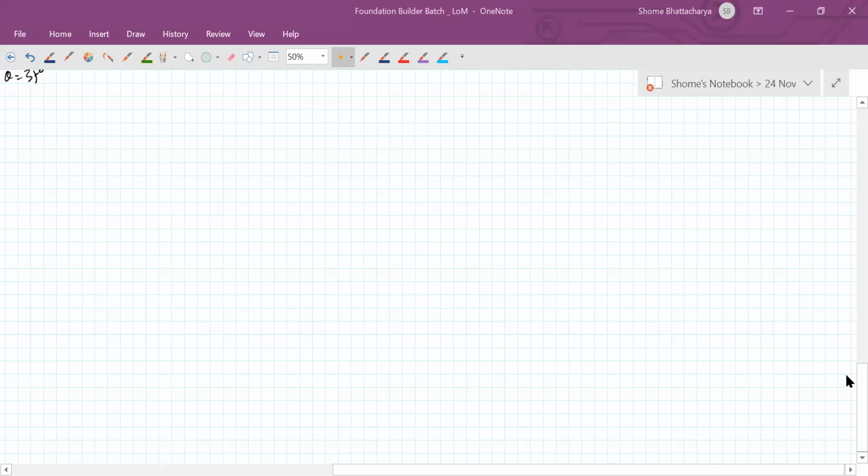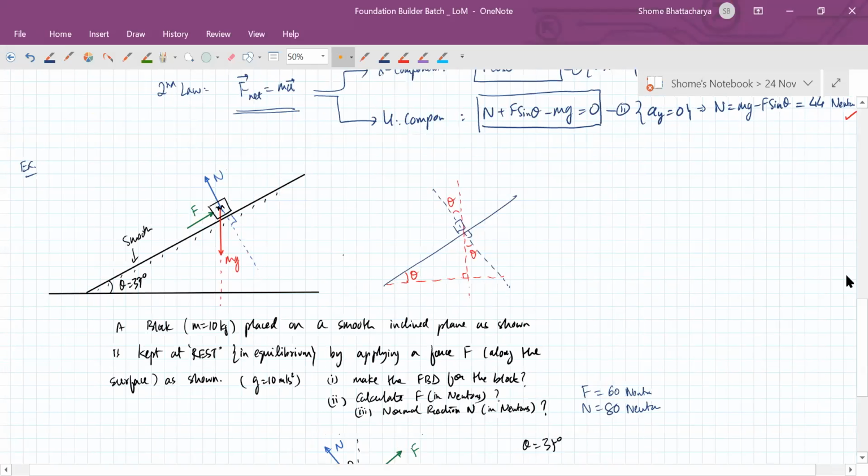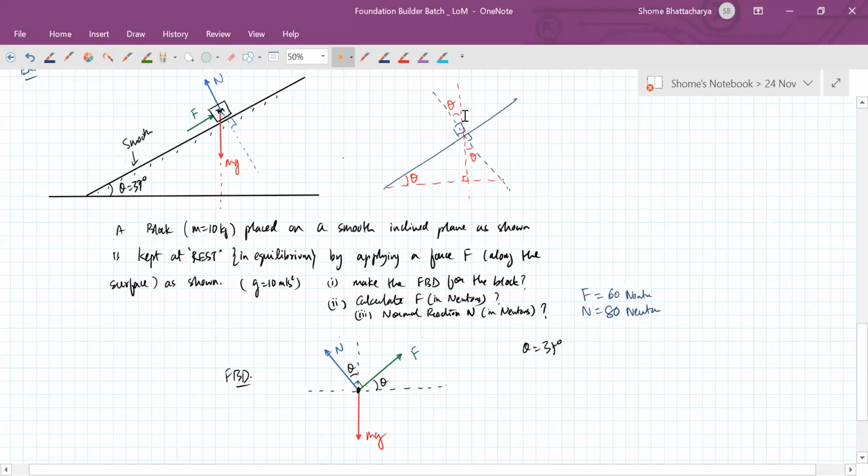Yeah, so sorry, I got logged out again. So let's come back to this. So these angles are important. So now you can see the forces acting are like this.